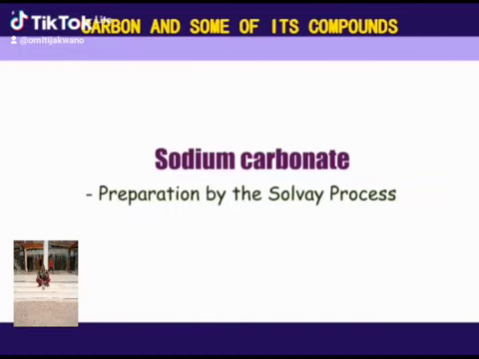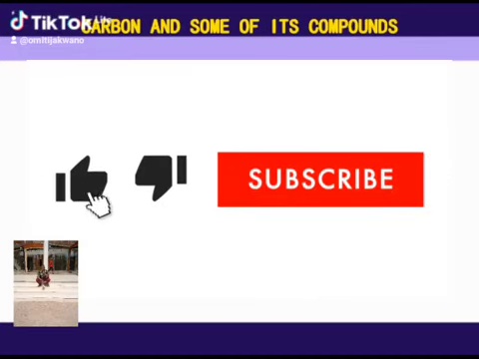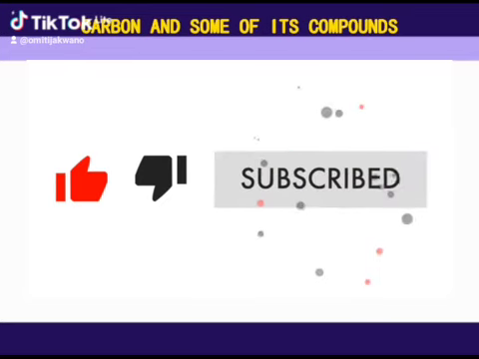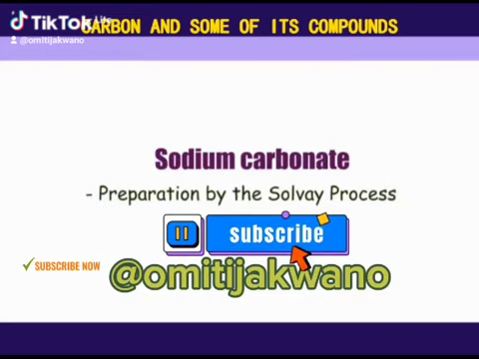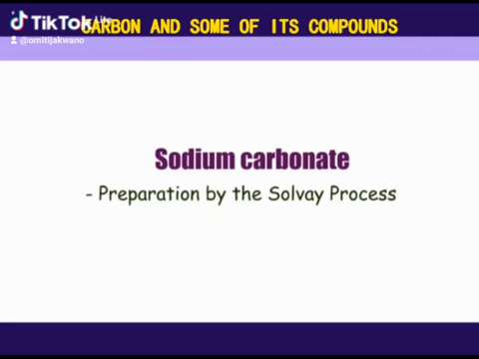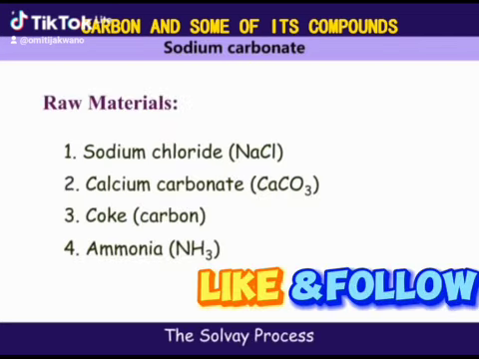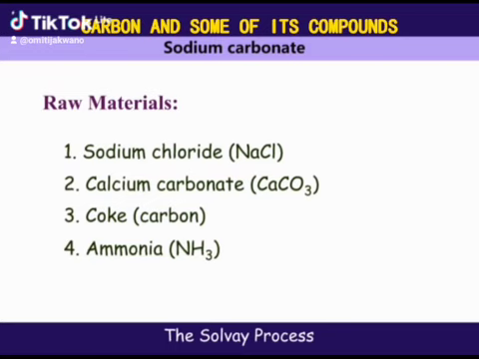The Solvay process. Where natural trona is unavailable, sodium carbonate is manufactured by the Solvay process. The raw materials in this process are sodium chloride, calcium carbonate, coke, and ammonia. These raw materials are readily available and cheap.